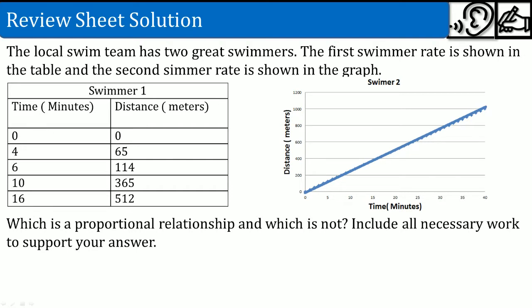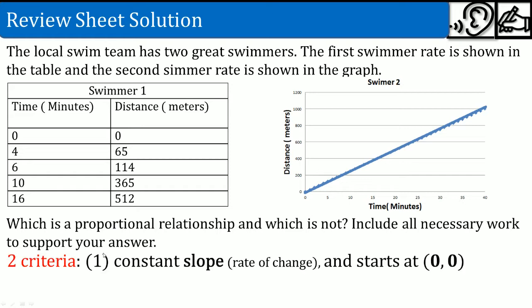All right, so number 1. The local swim team has 2 great swimmers, and their data is shown here. The first swimmer is swimming at a rate given in this table, and the second swimmer is graphed right here, but it's on a graph. Which is a proportional relationship and which is not? Include all necessary work to support your answer.